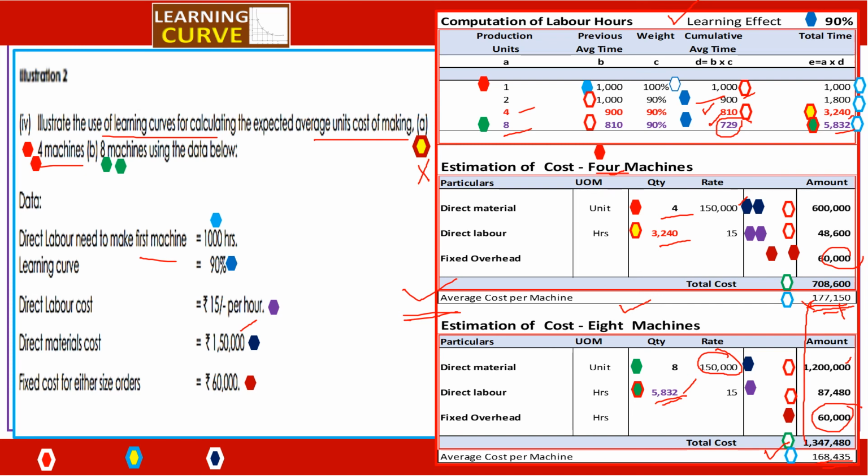Illustrate the use of learning curve for calculating the expected average units. Cost of making 4 machines is average 1,77,150 and cost of making 8 machines using the data is 13,47,000. Average price is 1,68,435. The reduction is mainly due to the saving in the average time spent because of the learning effect.